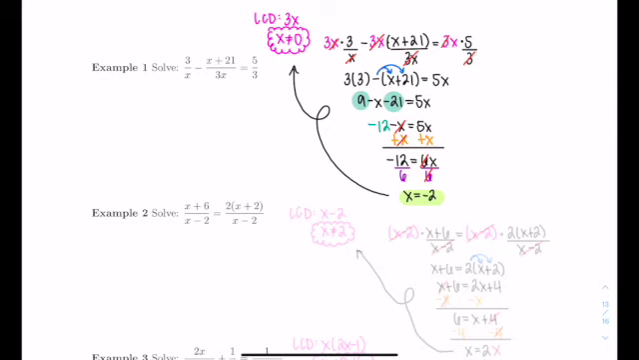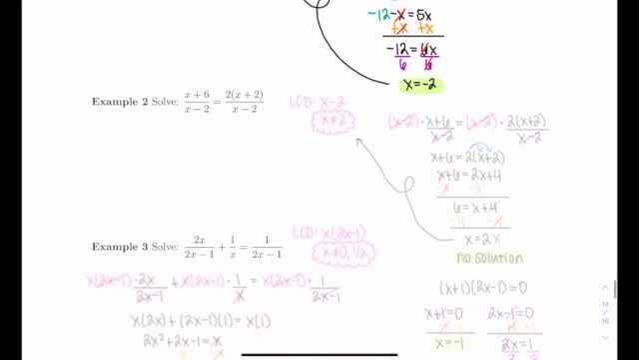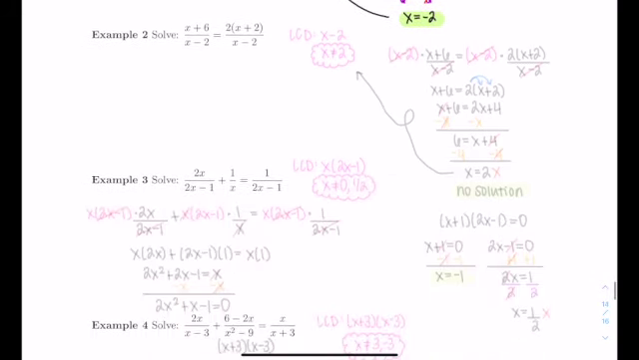Let's go ahead and try another one. So for example number 2, the first thing we want to do is find the LCD. Well, the LCD is pretty easy in this case because we have the same denominator on both sides. So that's going to be the LCD. It's going to be x minus 2.